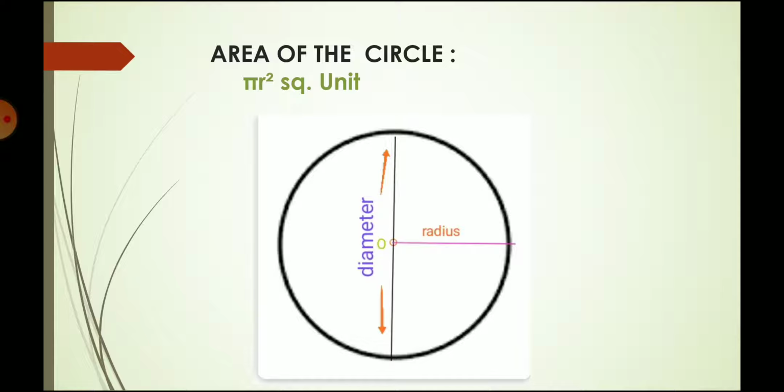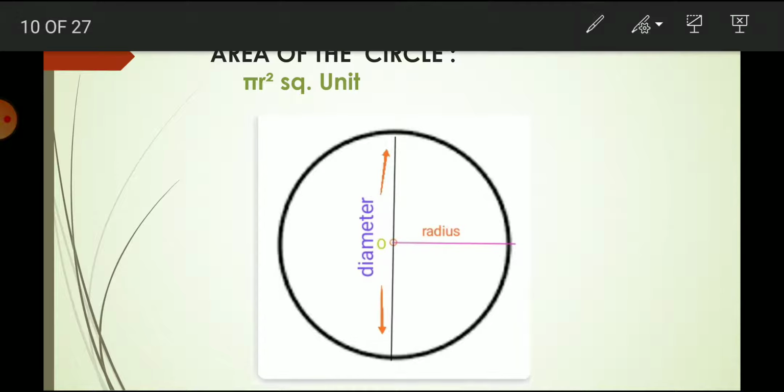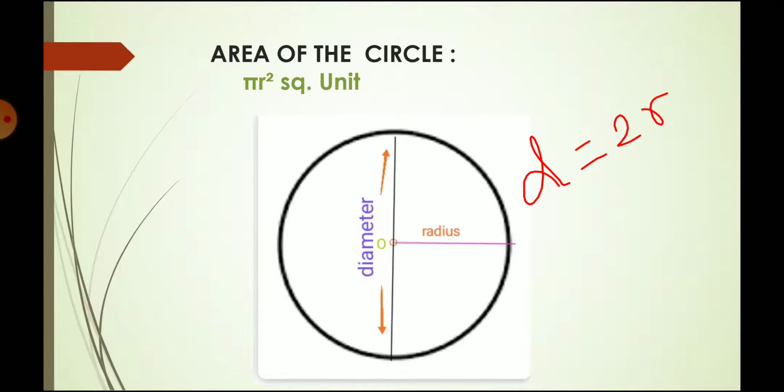And see the black line, that is called a diameter. This diameter line starts from one end of the circle and finishes at the other end of the circle. So the diameter is defined as 2r, so d equal to 2r. Okay, so 2 times the radius is called a diameter.